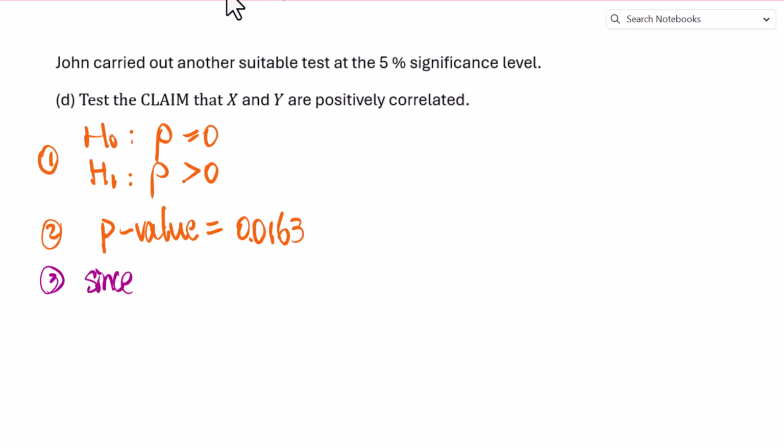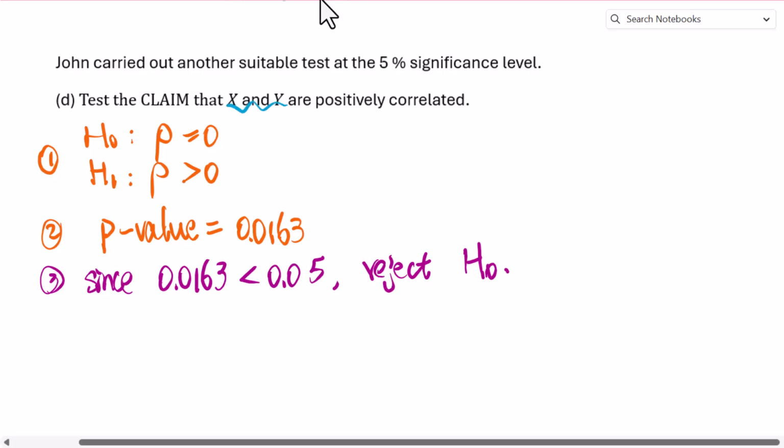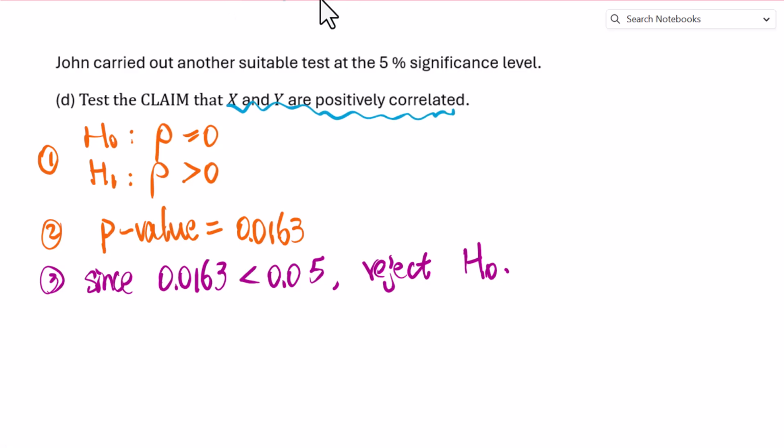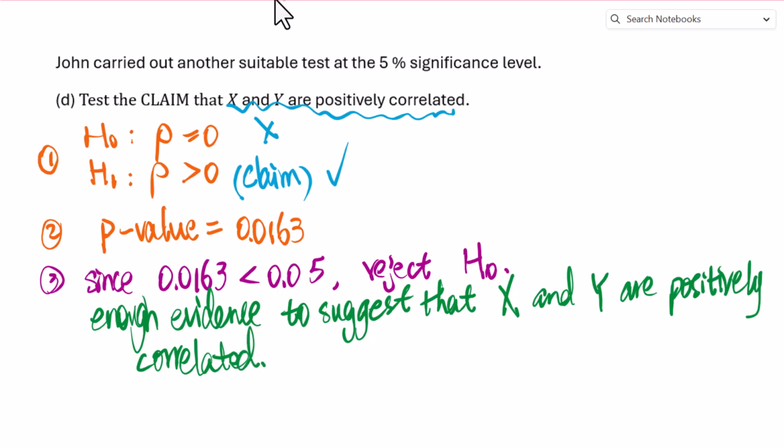Since p-value 0.0163 is less than 0.05, reject H0. Let's check the claim. X and Y are positively correlated, so this is our claim. Reject H0 means we are in favor of H1. Claim with this check means enough evidence to suggest that X and Y are positively correlated.